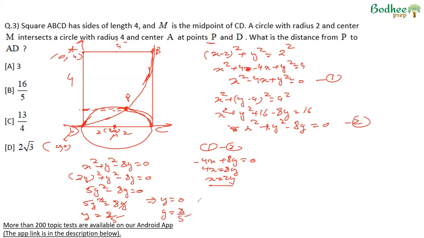If y is equal to 0, x is equal to 2y, so x will be 0 as well. Here x will be 16 by 5. So the intersection points will be 0, 0, which we already know, and P, which will have coordinates 16 by 5, comma 8 by 5. We have to find the distance of P from the y-axis. It will simply be the value of the x coordinate, which is 16 by 5, and that becomes my answer.